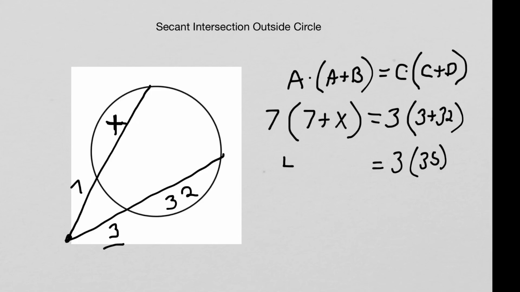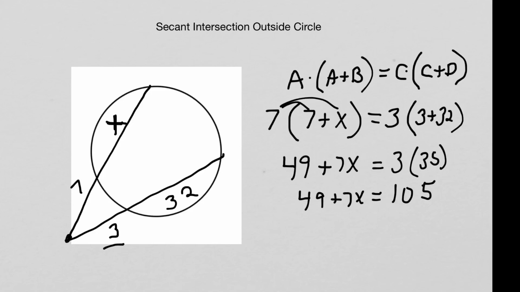On the left, we've got 49, right? 7x. I distributed this over both of those. 105. 3 times 35 is 105. 49 plus 7x. Solving for x, I need to get x by itself. Right? I want to subtract 49 from both sides. So it's going to be minus 49 from this side, minus 49 from this side. These go away. You're left with 7x equals 56.